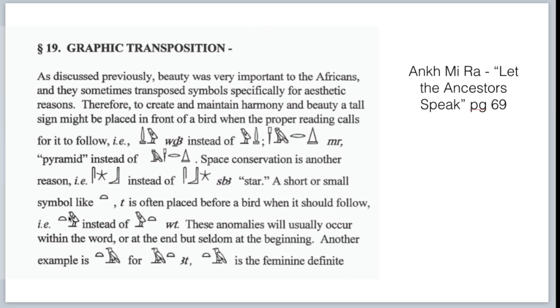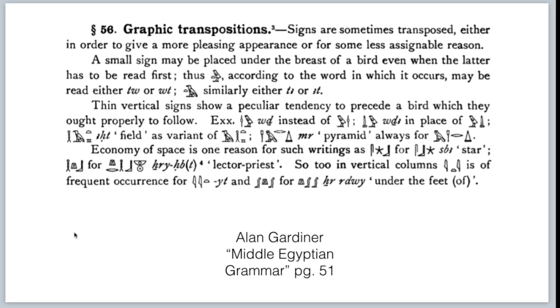All right. And so Ankh-Mi Ra also explains graphic transposition the same way. And he gives another example with the vulture, which is G1 glyph. Here's an example of the T bread loaf in front of it for at, which is supposed to be after. Okay. So I just want everybody to understand this is Ankh-Mi Ra. All right. Another scholar who says the exact same thing. This is Sir Alan Gardner from his Middle Egyptian Grammar, page 51.